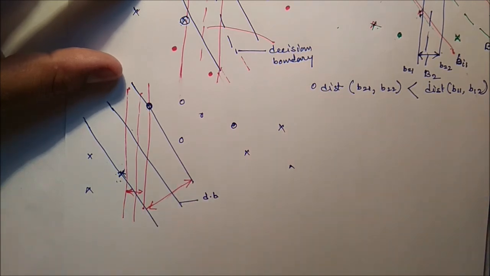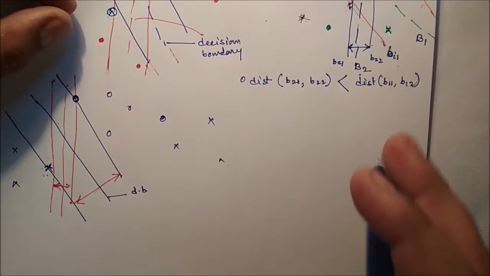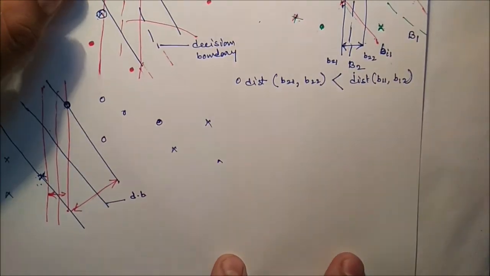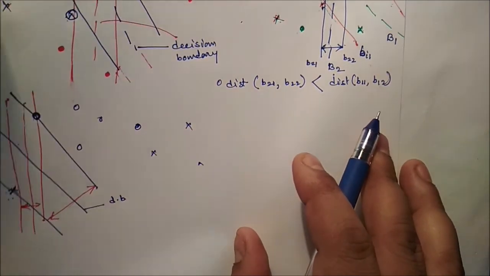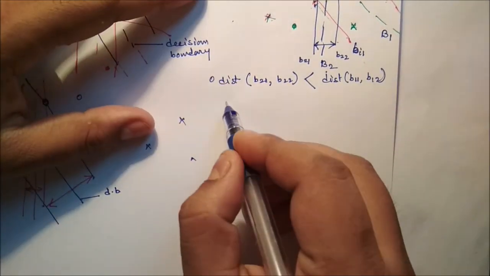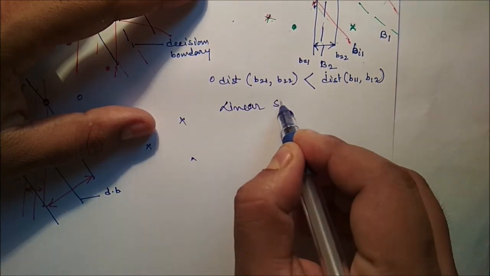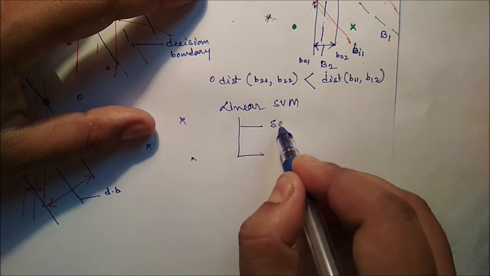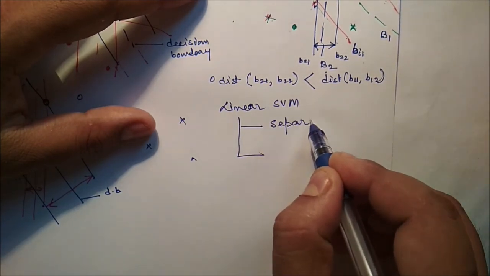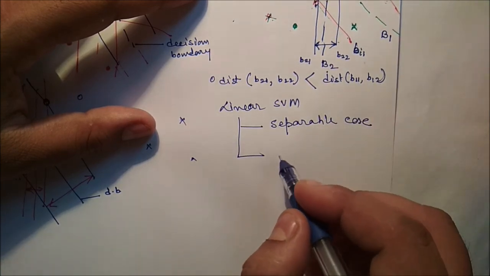Okay, now this is the linear SVM, because it is clearly separable. Linear SVM has two cases: the separable case and the non-separable case.